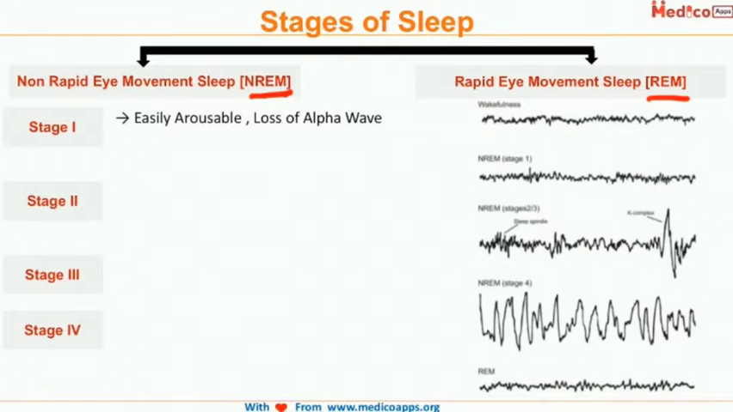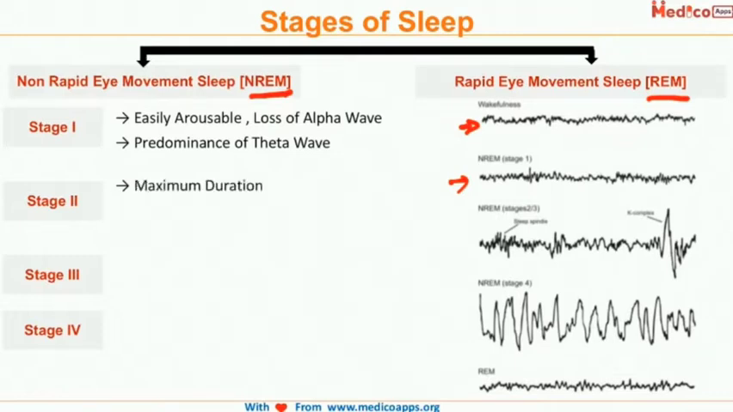Stage 1 is easily arousable, and the main difference from wakefulness is that in stage 1 there is loss of alpha waves and a predominance of theta waves. So, this is wakefulness where we see a lot of alpha waves, and this is NREM first stage where we start having theta waves. The main difference between alpha and theta waves is the frequency of the wave. Then we have stage 2.